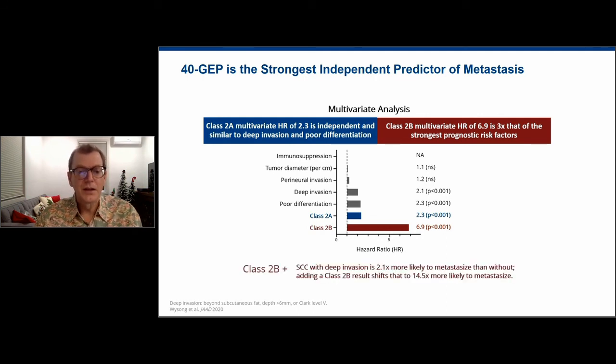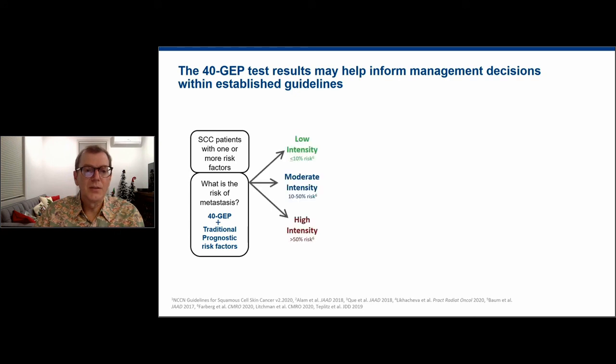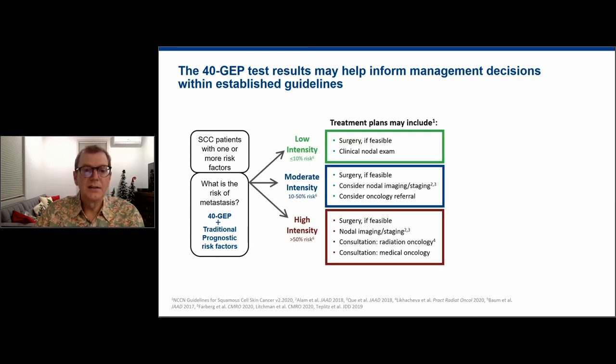And if you look at a Class 2B, a squamous cell carcinoma with deep invasion is 2.1% more likely to metastasize without it, but when you add a Class 2B result, essentially you shift that to be about 15 times more likely to metastasize. And so how can you look at this in terms of a flow sheet? Well, if you look at squamous cell carcinoma patients with one or more risk factors and you add GEP in, you stratify them into low, moderate, or high intensity follow-up.